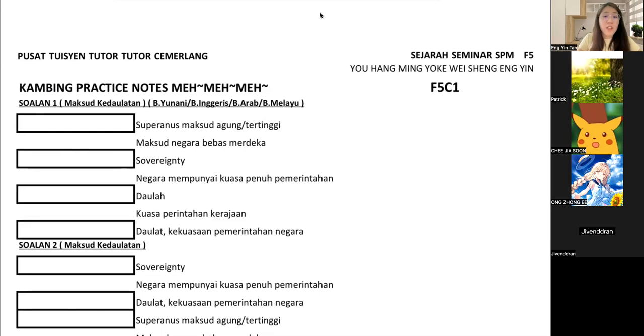But now, I would like to introduce Form 5 Chapter 1, the topic related to kedaulatan. Everyone, what do you understand by kedaulatan? Kedaulatan means supreme power, absolute power. 主权, kuasa tertinggi. I hope you remember this. Kedaulatan means supreme level power, absolute power. So I write down here, absolute power.